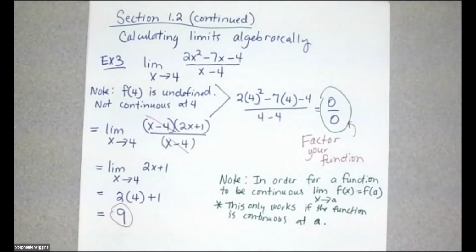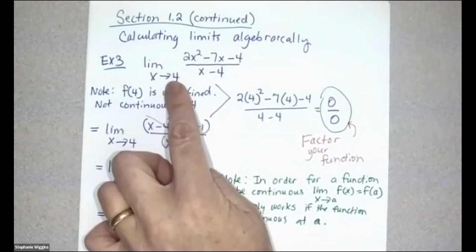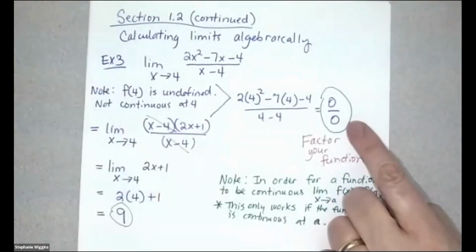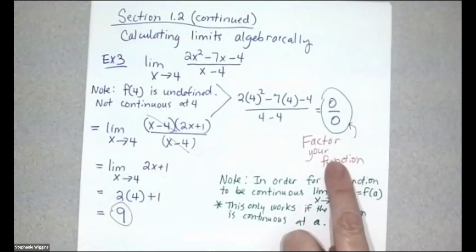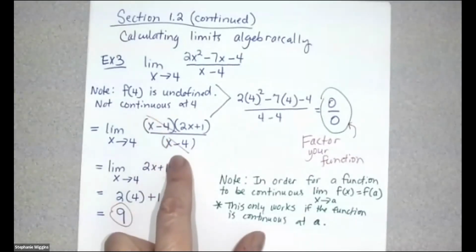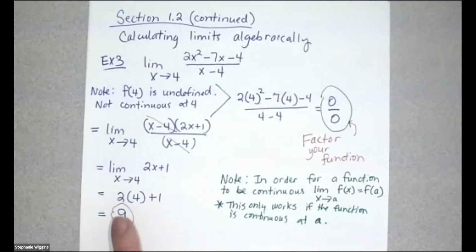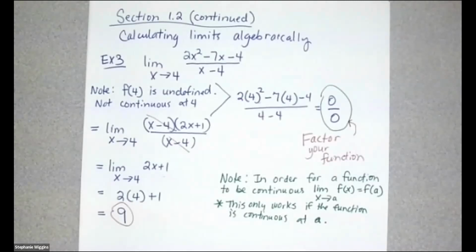So just to recap what this example shows, if your function is not continuous, and when you plug in that point and you get 0 over 0, you know you have to factor, something is going to cancel, and then you plug in your number into that new function. And there you have it. Any questions on that?